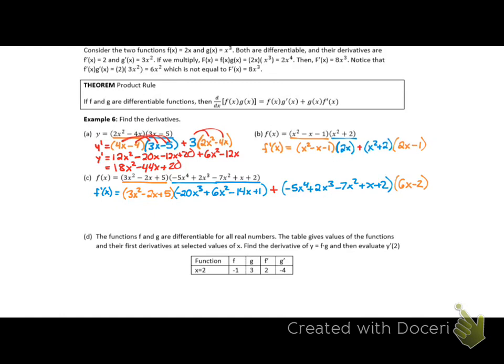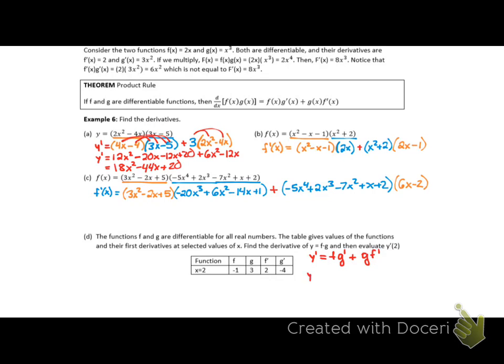All right, so for part D, the functions f and g are differentiable for all real numbers, and the table gives the values of the functions and their first derivatives at selected values of x. In this case, it happens to be x equals 2, which is helpful, because we need to find the derivative of y equals f times g and evaluate y prime of 2. So first, let's find y prime. Well, y prime is going to be the first function times the derivative of the second function plus the second function times the derivative of the first function. And we're trying to find it at 2.